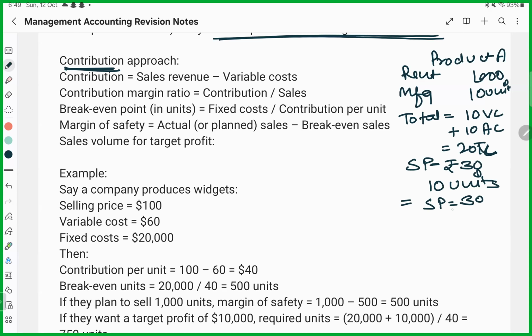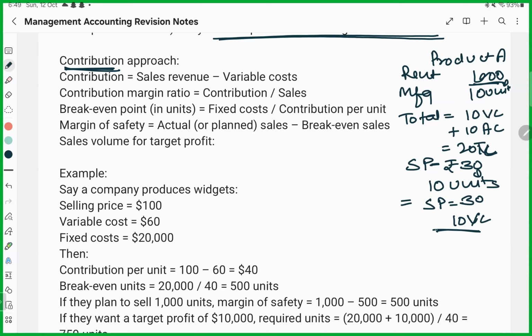On what basis will I take this decision? I will take this decision on the basis that, irrespective of the 1,000 cost, which was there even when I was manufacturing 100 units, this 1,000 cost will remain the same. The only factor that will come into the picture is the variable cost. So I will see what is the contribution that the company is making by making an additional 10 units.